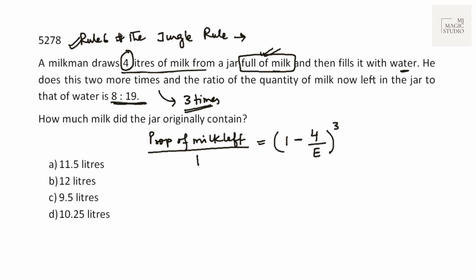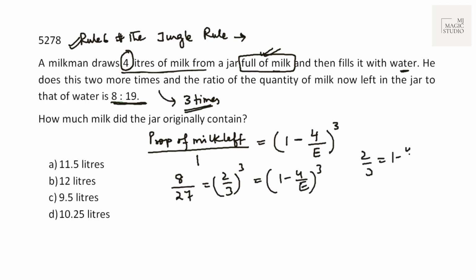So proportion of milk left is given. Milk now left is 8:19. That means proportion is 8 upon 8 plus 19, that is 27. This equals 2 by 3 whole cube, which is 1 minus 4 by E whole cube. That means 2 by 3 equals 1 minus 4 by E. 4 by E equals 1 by 3. E equals 12. What was the volume of the jar originally? Volume of the jar originally was 12 liters. That is in option B.